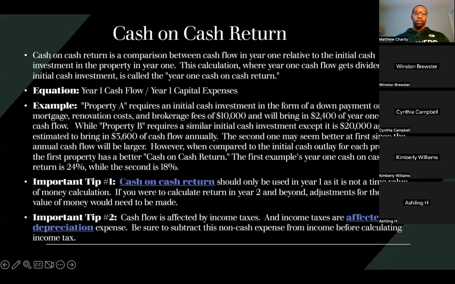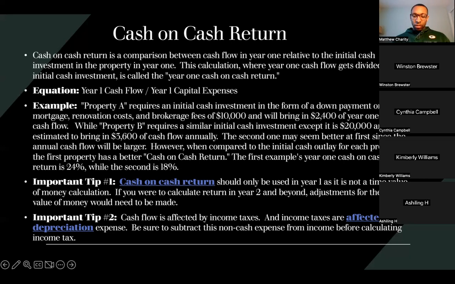If you initially put in a down payment, then you had a mortgage, you had your renovation costs and your brokerage fees, $10,000, and then it'll bring in $2,400 in annual cash flow. So that's property A. Property B has the same kind of investment, except it's $20,000 and it's going to bring in $3,600 of cash flow. So on first glance, you might think the second one seems better because it makes more cash flow. But when you compare it on cash return, the first example is 24% and the second is 18%.